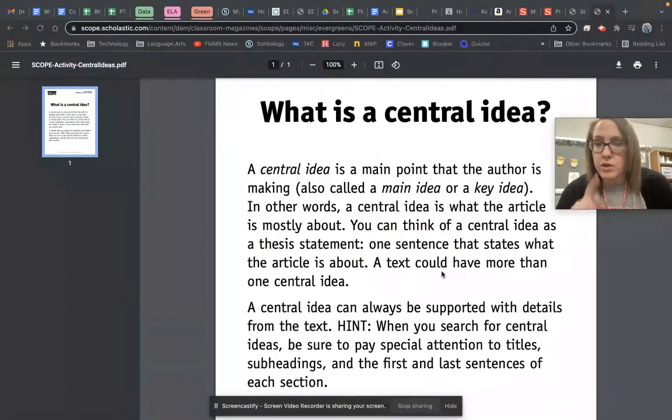So, what I want you to do in your reader's notebook, I want you to write this down. A central idea is a main point that the author is making. And you can even put in parentheses main idea / key idea. I know in the past you've probably used main idea. So, go ahead and pause this video and write that down.